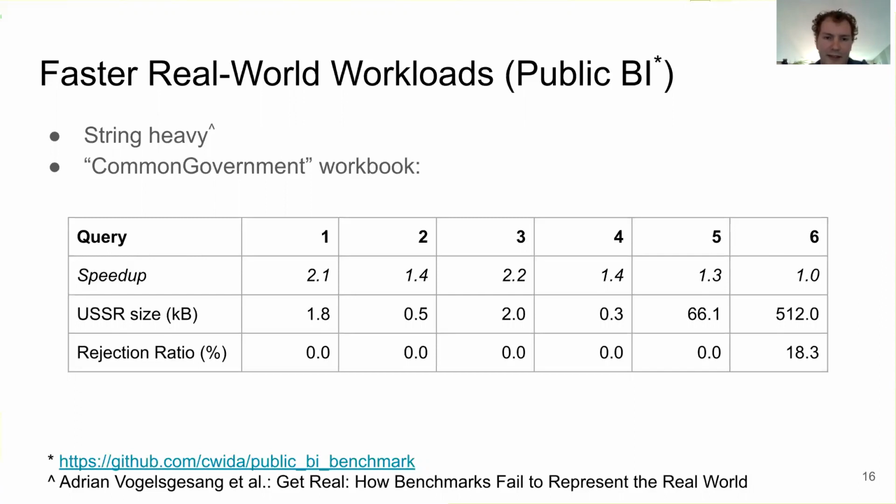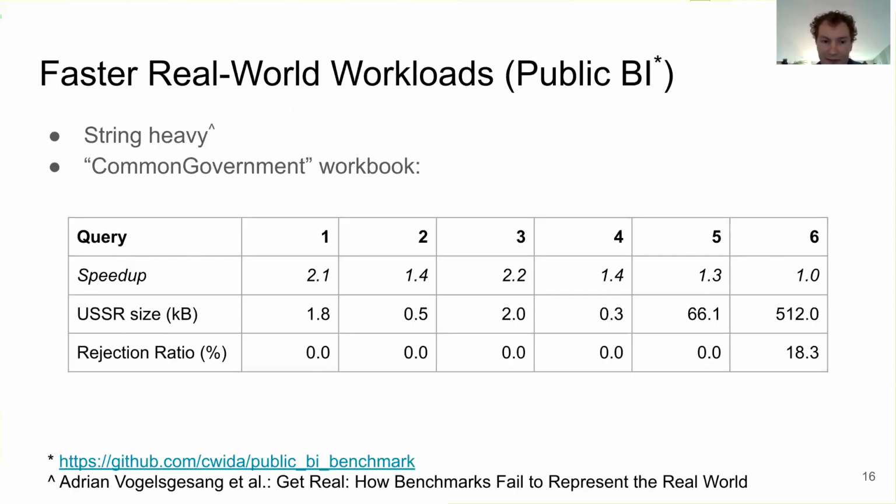What we see here too is that we have certain speedups for a lot of queries, up to a factor of 2.2 for the whole query, mainly because many strings are USSR resident. So we get fast string comparisons, fast string hashing, and so on. With the exception of, in our case here, query 6. What we see there is basically 0 speedup, so it runs in the same time.